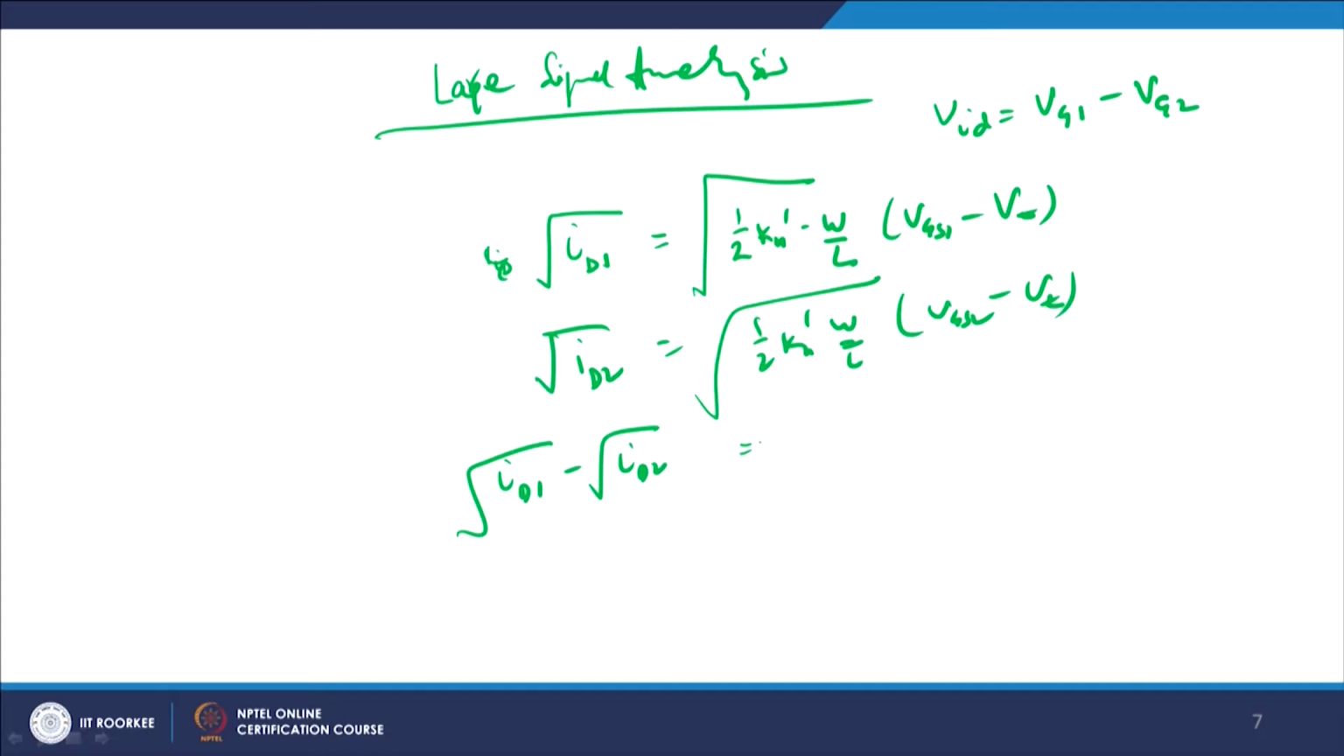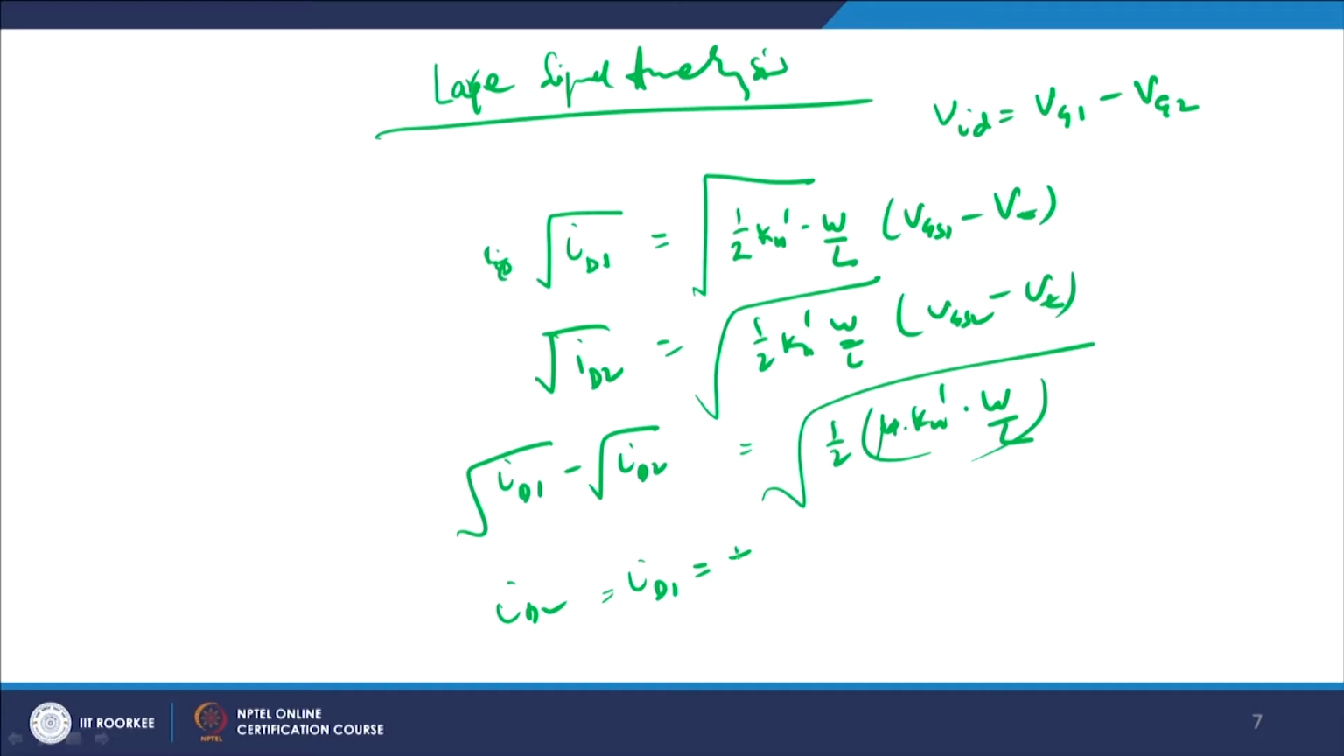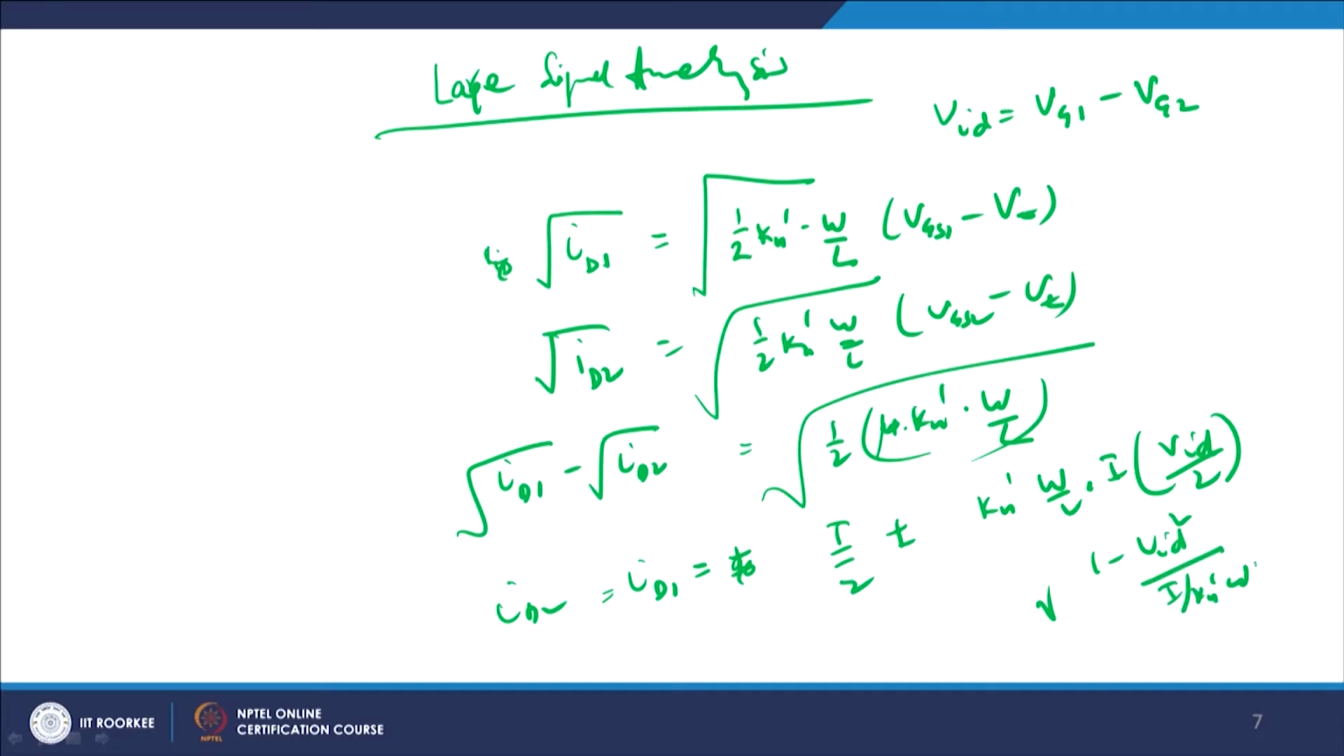root of ID1 minus root of ID2 equals root of half Kn prime into W by L, times VGS1 minus VGS2. This is what you get as the overall, and if you do a small manipulation, I get ID1 and ID2 equal to I by 2 plus minus Kn prime W by L into I into VID by 2, and then the square root of 1 minus VID square divided by I upon Kn prime W by L.